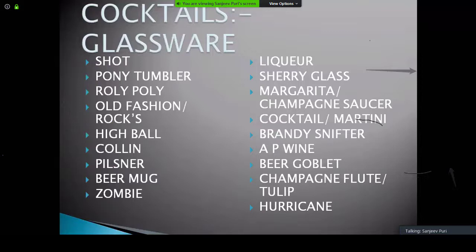Then we have the pony tumbler. It's very similar to your old fashioned. Old fashioned is a glass in which your whiskeys are being served, but a pony tumbler is going to be a little bit smaller than this, and normally drinks that consist of a lot of juices are going to be used in the pony tumbler. And a roly-poly, the measure is going to be as good as an old-fashioned, but it's going to be a little bit round in shape. Old-fashioned is also called the rock glass.